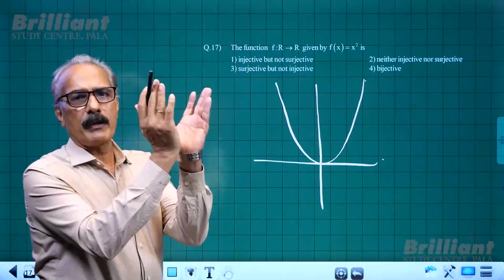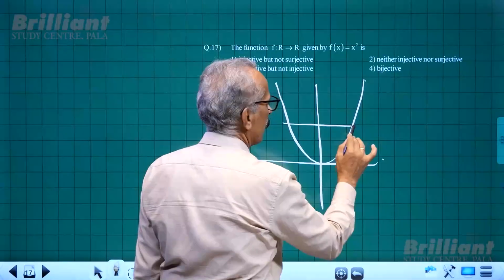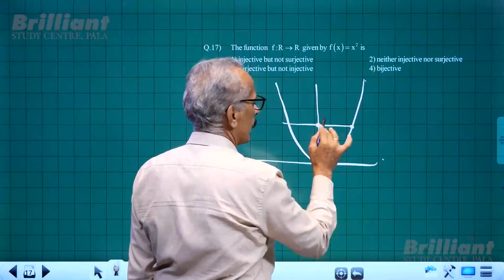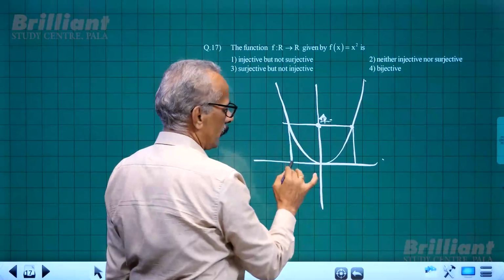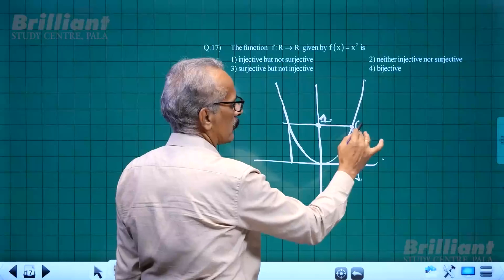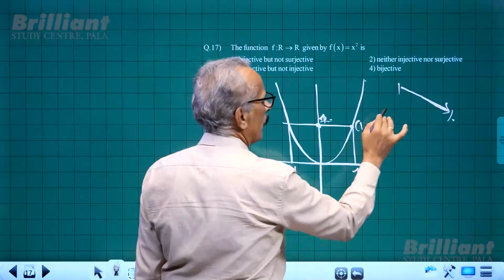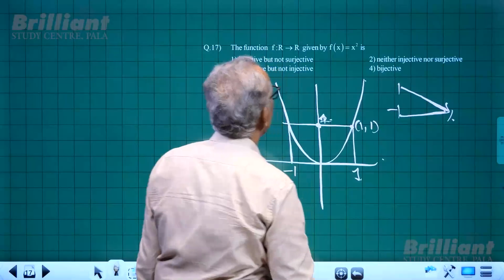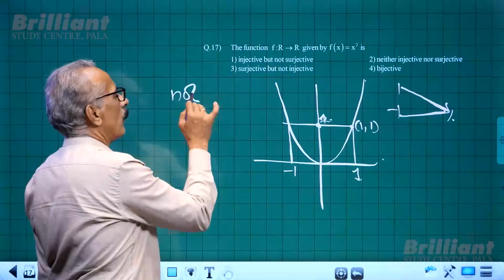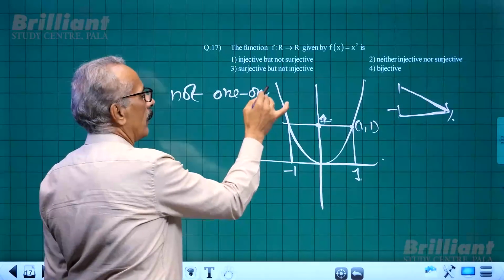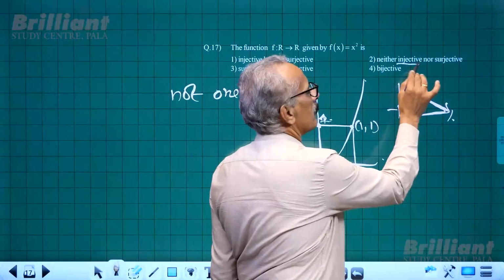Alright, it's a U-shaped graph. U-shaped graph, in the sense, means this image. For example, let's take this as 1. Look, when x is equal to 1, this is (1, 1). The image of 1 is 1. The image of minus 1 is also 1. Therefore, this is a many-one mapping. Many-one means not one-one. Means not injective. So it is not injective, we got.